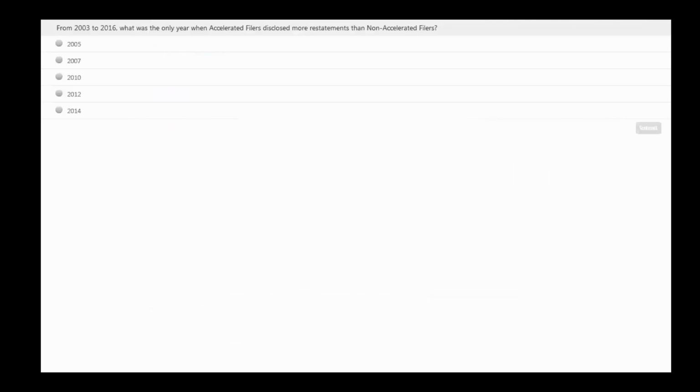On to our second polling question here. We're about to get into and take a closer look at restatements broken out by the filer status of each company. So my polling question here reads, from 2003 to 2016, what was the only year where accelerated filers disclosed more restatements than non-accelerated filers? So go ahead and take a minute or so to answer that.